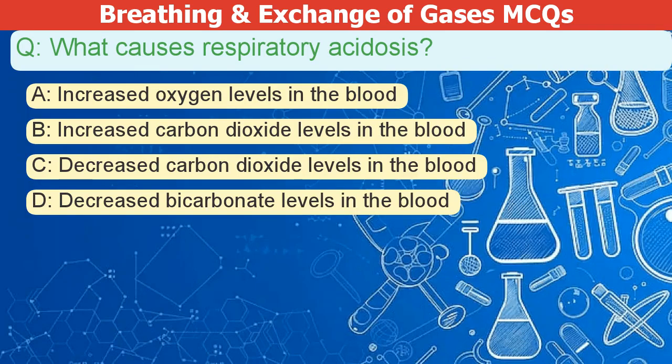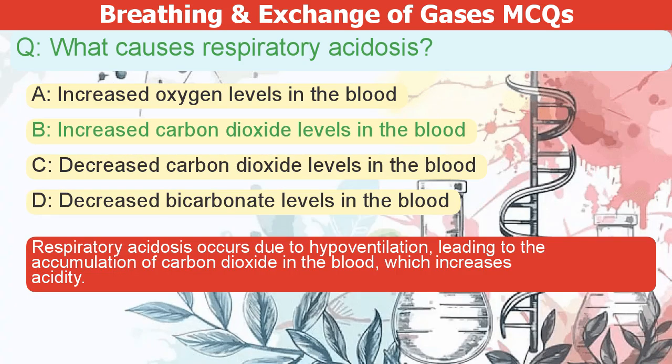What causes respiratory acidosis? A. Increased oxygen levels in the blood. B. Increased carbon dioxide levels in the blood. C. Decreased carbon dioxide levels in the blood. D. Decreased bicarbonate levels in the blood. The correct answer is B. Respiratory acidosis occurs due to hypoventilation, leading to the accumulation of carbon dioxide in the blood, which increases acidity.